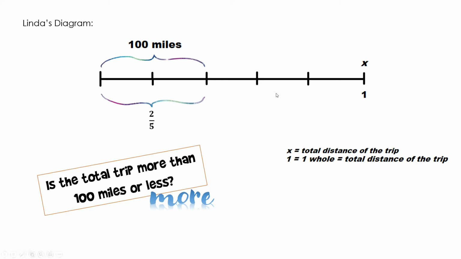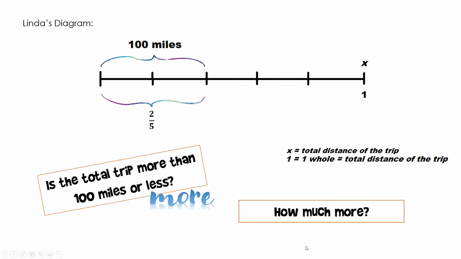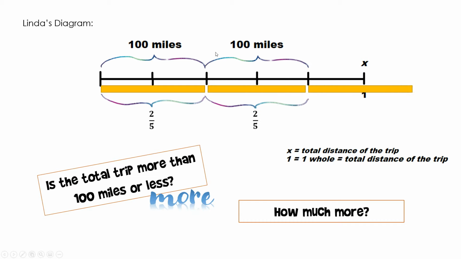Okay, so we know it's more if we think about it, because if this is 100 miles, we still have to go higher to get to the total distance. So we need to figure out how much more. So if I were to create a bar the same size as the 2/5, I can create another one, right? So I have 2/5 here, I have 2/5 here, which is equal to another 100 miles.